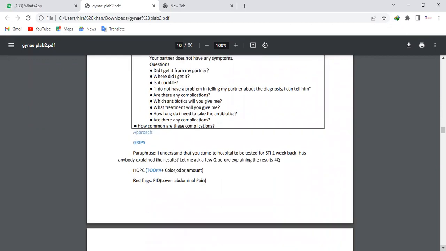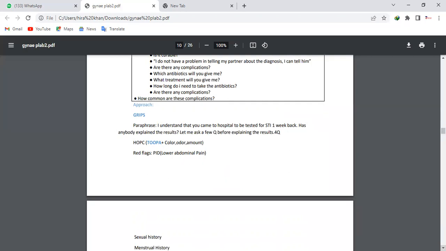Now, the patient has already been there, so you are going to paraphrase it. I understand that you came to the hospital to be tested for STI 1 week back. Am I right? And now I believe that you are here for the results. Has anybody explained it to you? She will say no. Okay, so let me ask a few questions so that I can explain it very well later on.